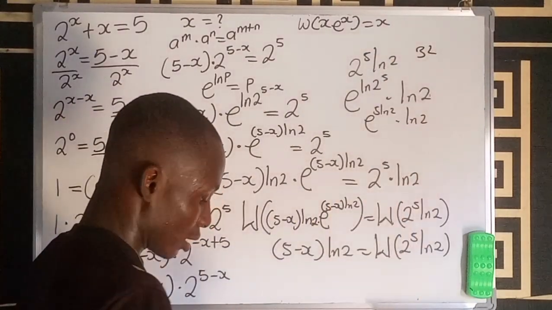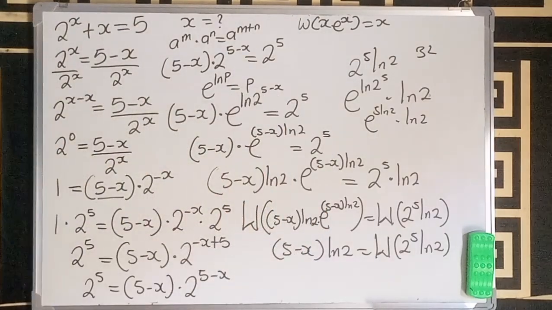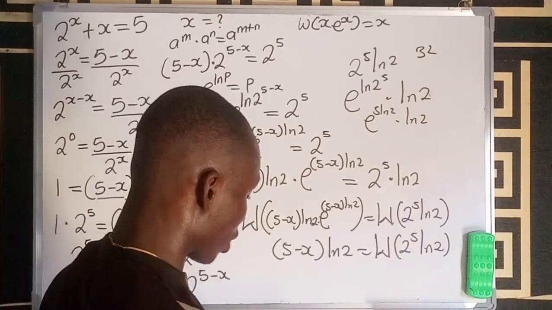Is there any way we can raise this 32? Let me see. Where's my calculator? I know that 2 to the power of 5 is 32, right? 32.